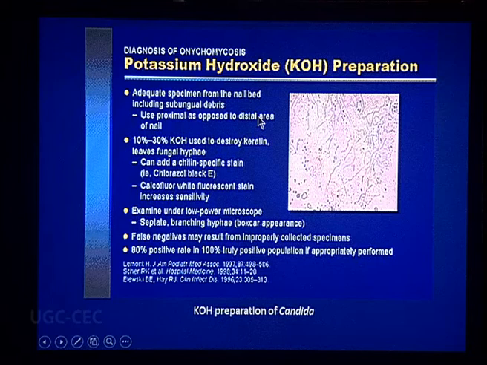The ideal way of detecting this particular fungus is KOH preparation. By potassium hydroxide, you are using 10 to 30%. That will destroy the keratin and leave the fungal hyphae. So when you remove the keratin, you can clearly see the texture of the fungus. That is important because you will know which type of fungal infection has caused this particular onychomycosis.